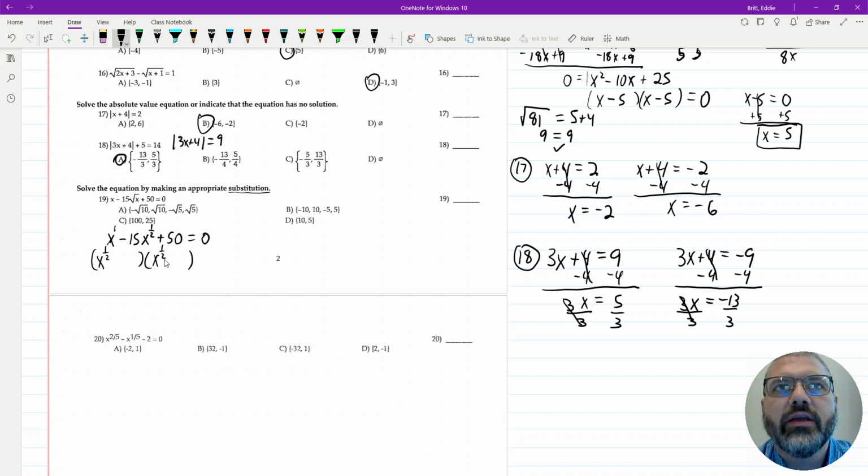That's because if I say x to the 1/2 times x to the 1/2, you add the powers and get x to the first. All right, and that's what I have to start off with. So now this is a type 1.